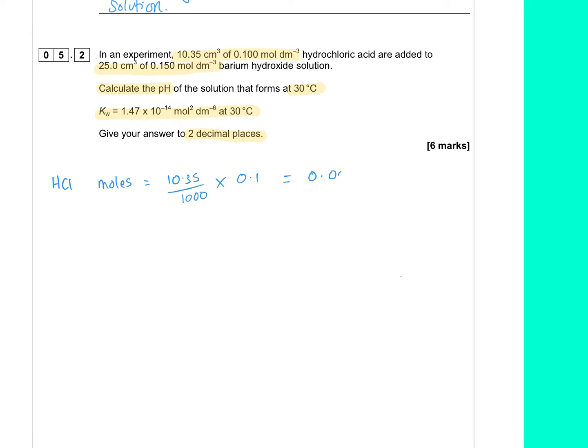So starting off then, we work out the moles of the hydrochloric acid, so that's the volume divided by 1,000 times the concentration. And then we need to do the same thing for the barium hydroxide, remembering barium hydroxide is Ba(OH)2. So take the volume divided by 1,000 and times it by the concentration.